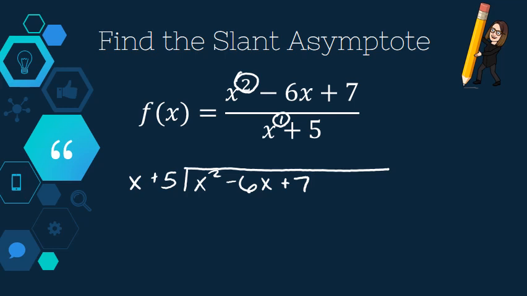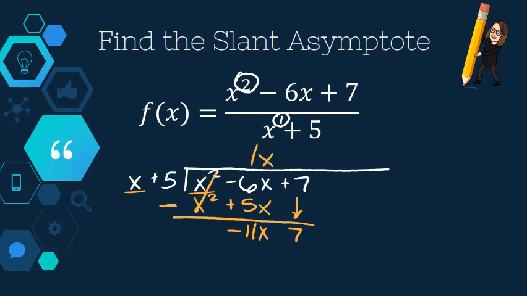So first of all, I see that to go from x to x squared, I need a 1x. If I multiply that out, x squared plus 5x. Remember that you subtract because that's what makes the first term cancel. I have a negative 6 subtract 5, which is negative 11x. I'm going to bring down my 7.